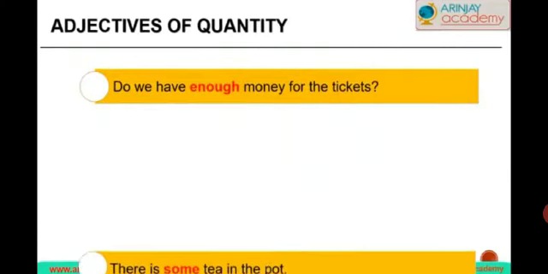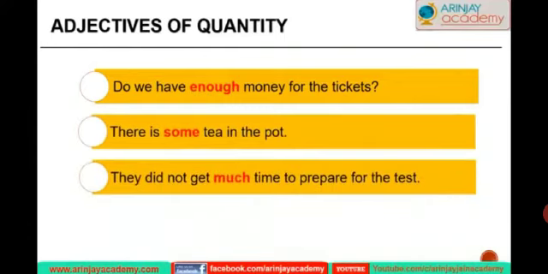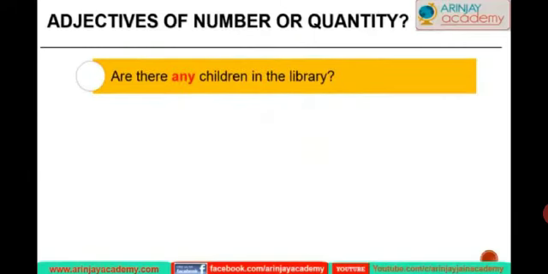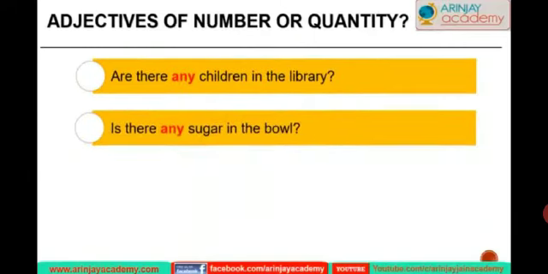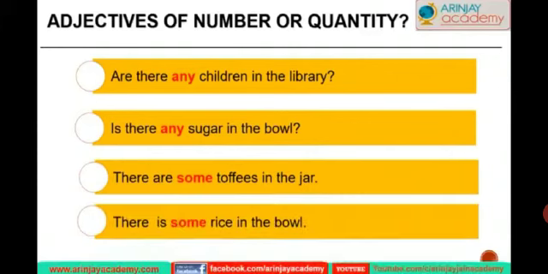Now, here are some examples you can see. Do we have enough money for the tickets? There is some tea in the pot. They did not get much time to prepare for the test. Are there any children in the library? Is there any sugar in the bowl? There are some toffees in the jar. There is some rice in the bowl.